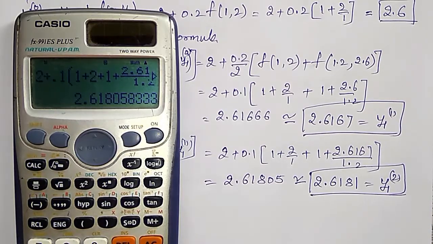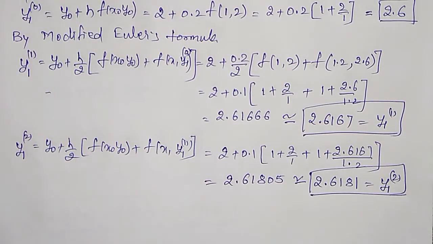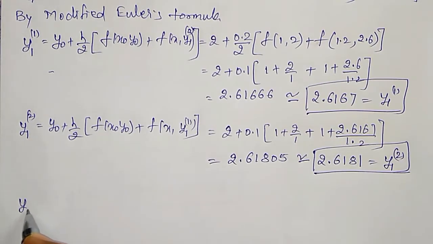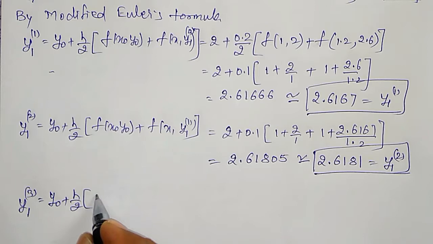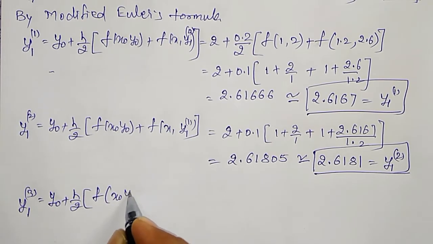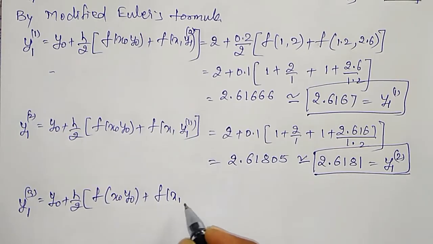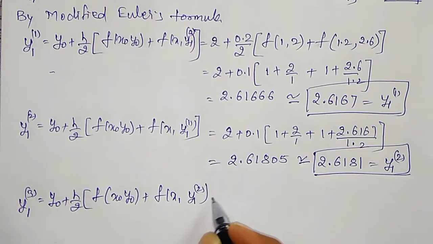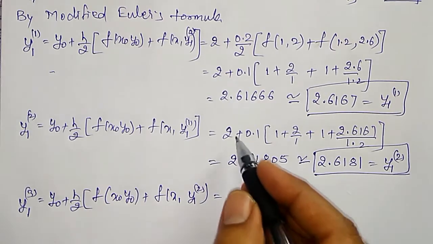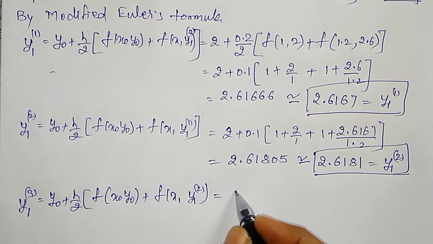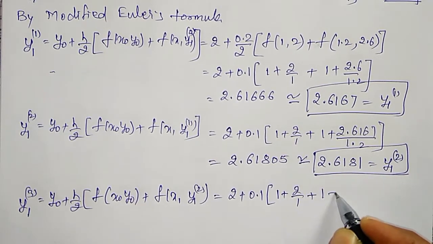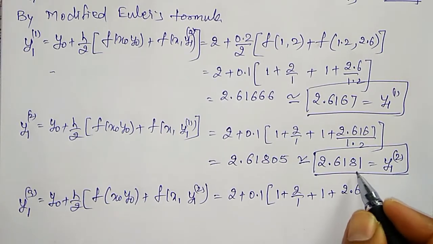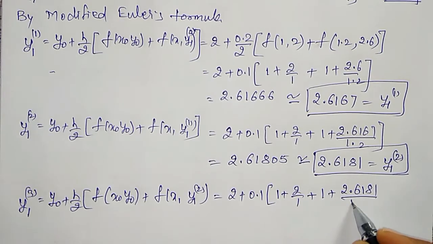Two approximations I have done. Like this, one more, third approximation; 3 stages I have to carry out. Therefore, y1 third approximation is given by y0 plus h by 2 into the same formula, only this correction I have to take. That is f of x0 y0 plus f of x1 y1 second approximation I have to use. Rest all will remain the same. That is 2 plus 0.1 into bracket 1 plus 2 divided by 1 plus 1 plus 2.6181 I have to change, divided by 1.2.